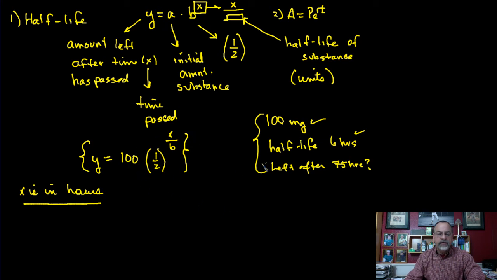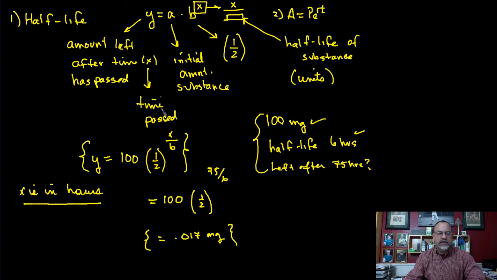Now I need to use this model to find out how much is left after 75 hours. So I simply substitute in 75 for x, because this is in hours and the half-life is in hours. So I'm going to have 100 times 1/2 to the 75 over 6 power. We need to raise 1/2 to this power first and then multiply that by 100. When we do that, our calculation comes out to be about 0.017 milligrams left. So there's going to be about 0.017 milligrams of this 100 milligram sample left after the 75-hour period. So that's how we do a half-life problem.